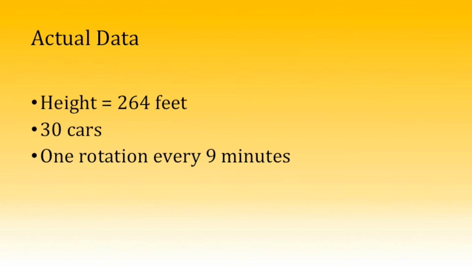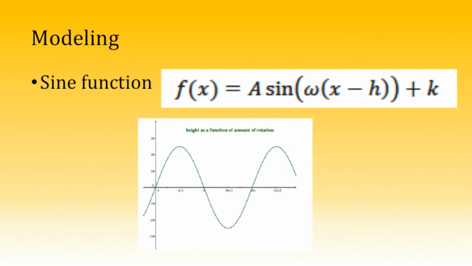Students could actually do some research in order to make their graphs more accurate. In this case, the Ferris wheel at the World's Columbian Exposition was 264 feet tall, had 30 cars, and made one rotation every 9 minutes. Tying into this month's standard, we would now want to extend students to model this movement with a trigonometric function.